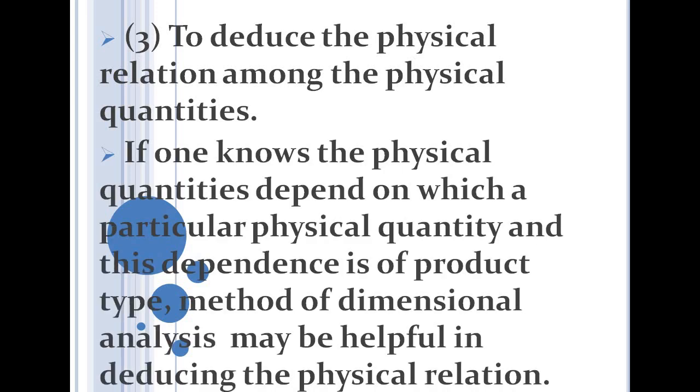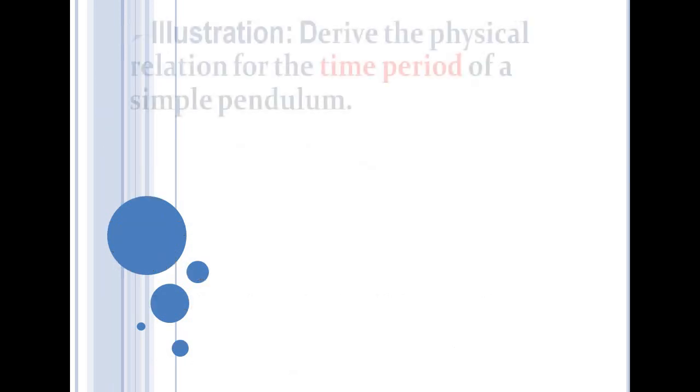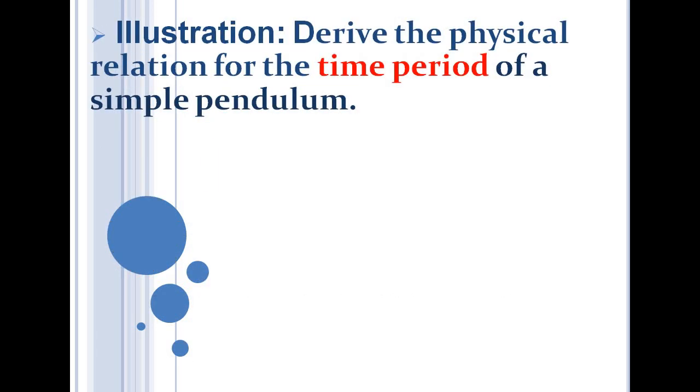In order to derive a physical relation among physical quantities, we must know the dependence of the particular physical quantity on the other physical quantities, and another essential point is that the dependence must be of the product type. In such a condition we can derive the physical relation. Let's see an example. How can we derive the time period of a simple pendulum using dimensional analysis?